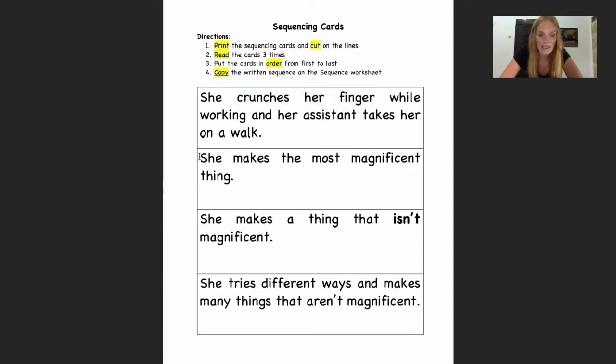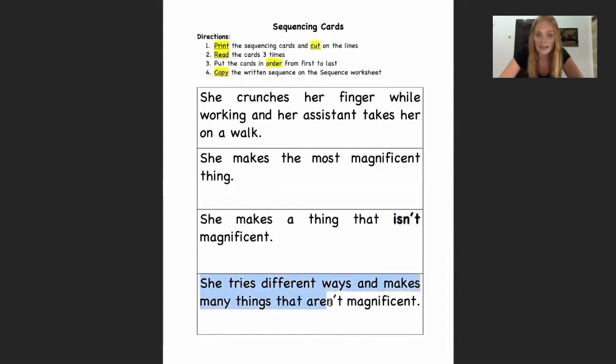All right, let's look at the next one. She makes the most magnificent thing. Very good. All right, let's read this one. She makes a thing that isn't magnificent. So remember, isn't, this is a contraction and it means is not. So she makes something that is not magnificent.